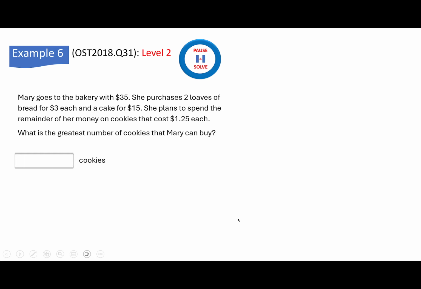Example 6. Mary goes to the bakery with $35. She purchases 2 loaves of bread for $3 each and a cake for $15. She plans to spend the remainder of her money on cookies that cost $1.25 each. What is the greatest number of cookies that Mary can buy? Here is the information. 2 loaves of bread for $3 each, $15 cake, $1.25 each for a cookie, greatest number.